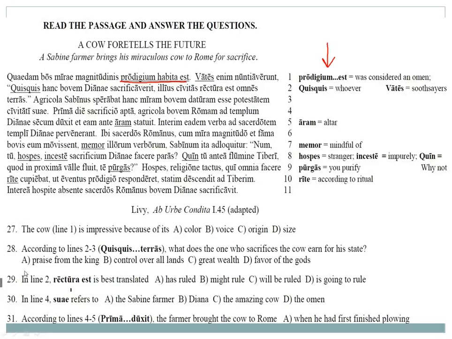So jump right into question number 1, or in our case, 27. The cow, line 1, is impressive because of its color, voice, origin, or size. Now, first thing that stands out to me is line 1. They give you these line numbers on purpose.